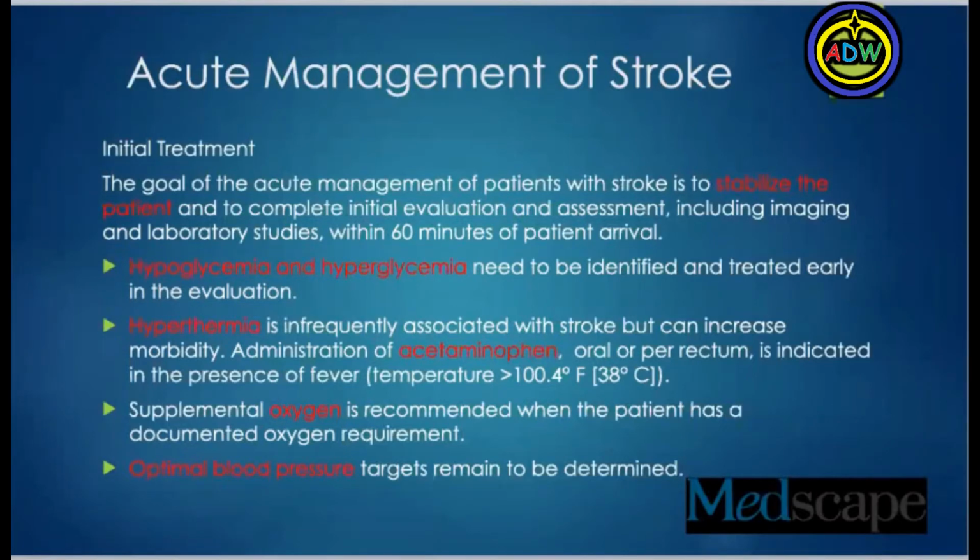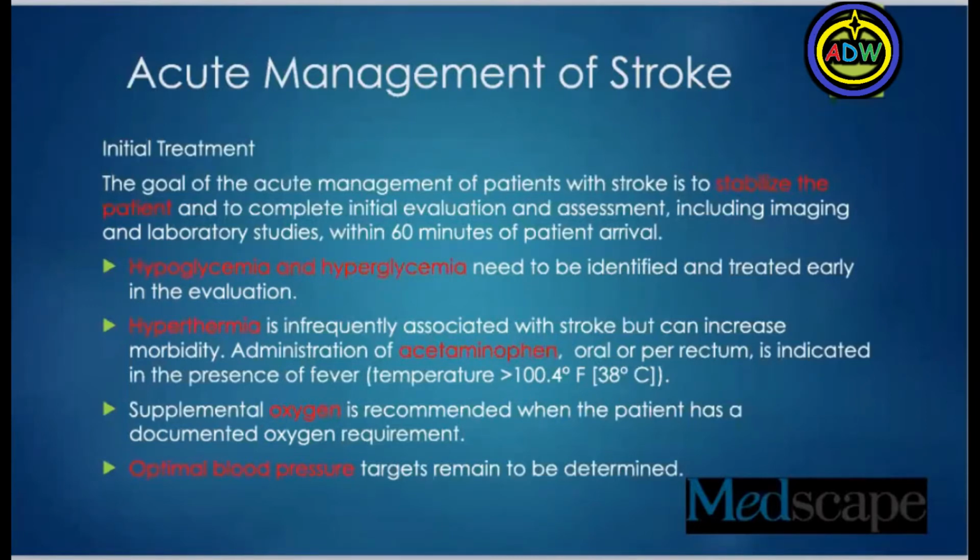So hypoglycemia and hyperglycemia need to be identified and treated early in the evaluation, because if a person has hyperglycemia, it usually leads to poor prognosis, as does hypoglycemia. And hyperglycemia is a contraindication for thrombolytic therapy.